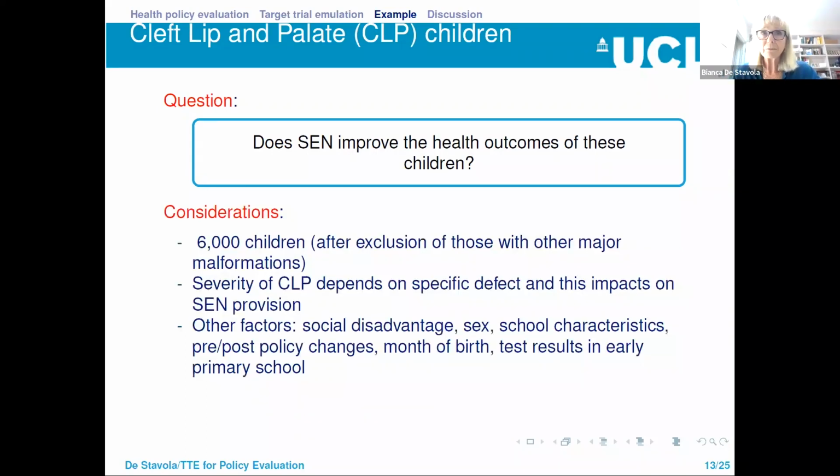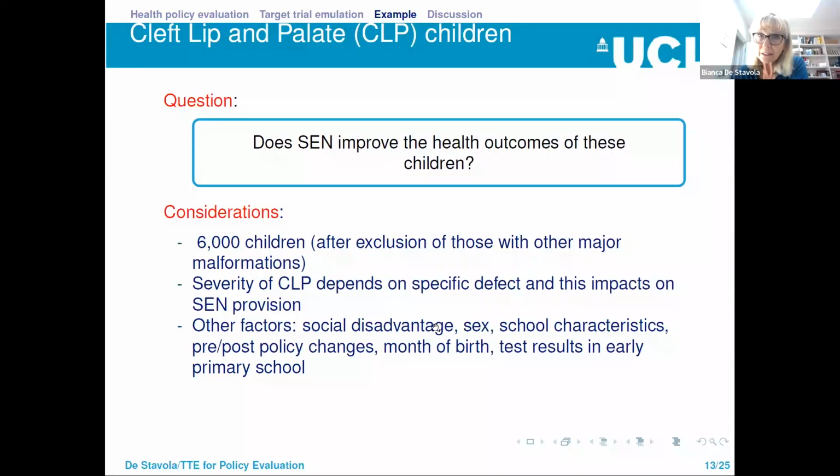In the eChild data set that was described last week, we identify 6,000 children with these conditions, and I already said that the severity depends on their specific defect, and this obviously impacts on how much provision is given to them, as I've just said.